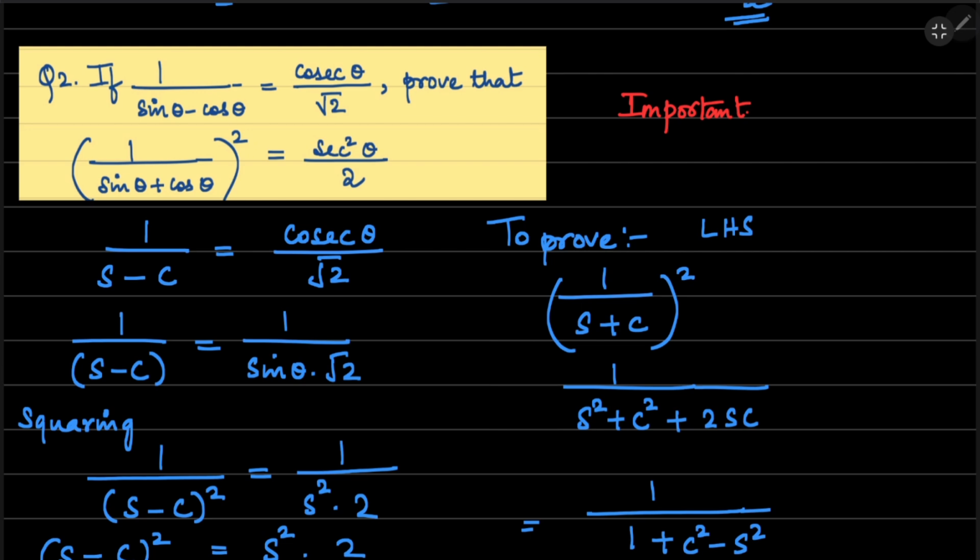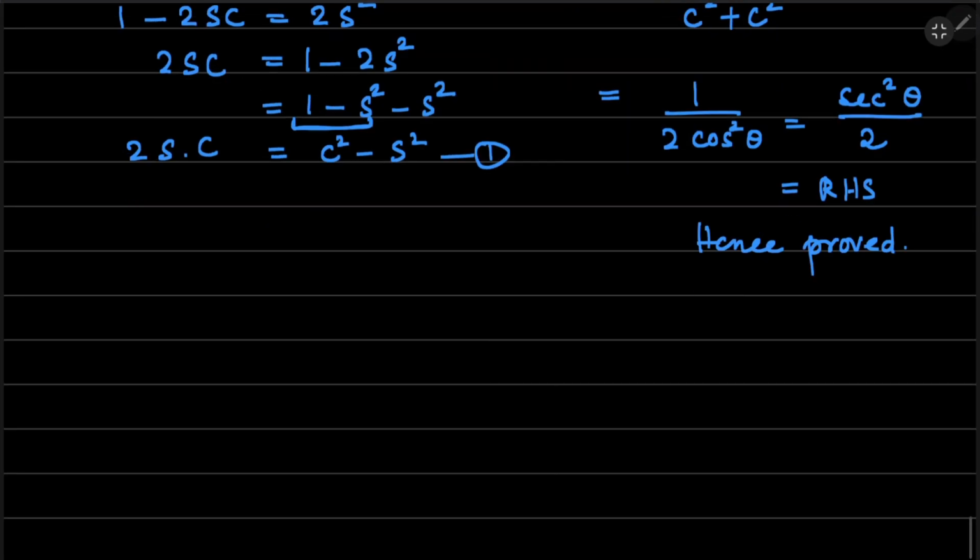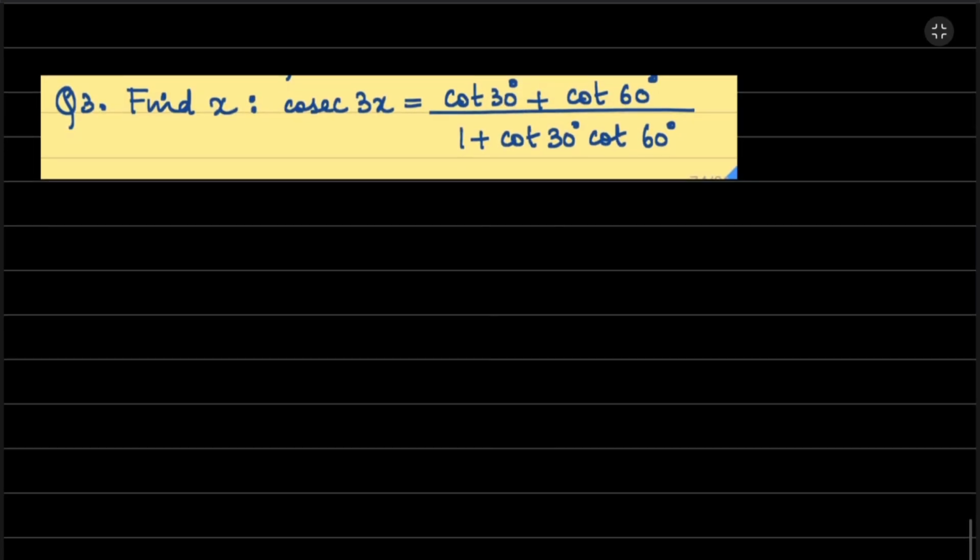Okay, let's move on to the next question. Find x. You are given cosecant 3x equal to cot 30 plus cot 60 divided by 1 plus cot 30 into cot 60. So you should know what is cot 30.